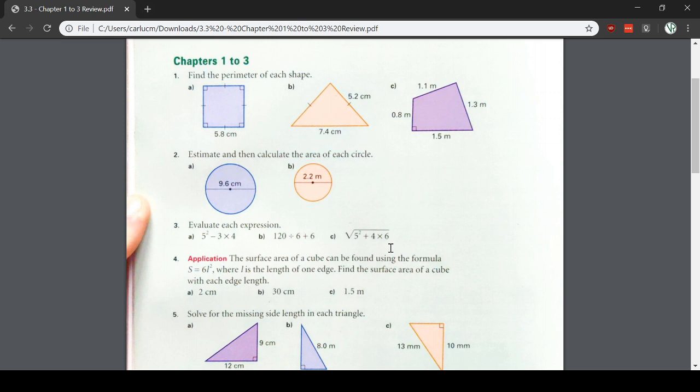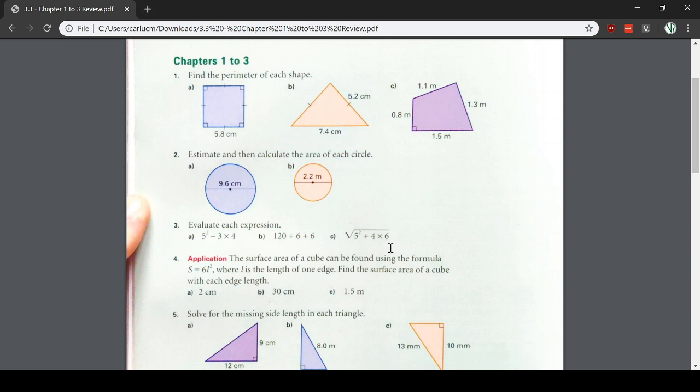When you get to part C, where you have that square root sign, that radical, what you've got to do is everything inside the radical first, and then take the root of it. So just like part A, you do your 5 squared for 25, do your 4 times 6, which is going to give you 24, and 25 minus 24 is going to give you 1, and the square root of 1 is simply 1.